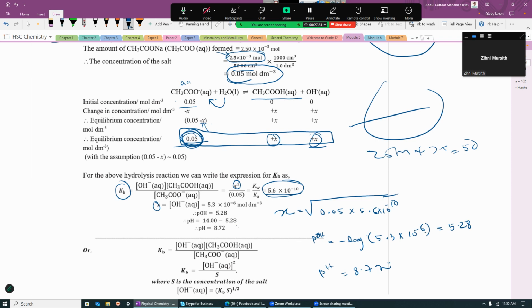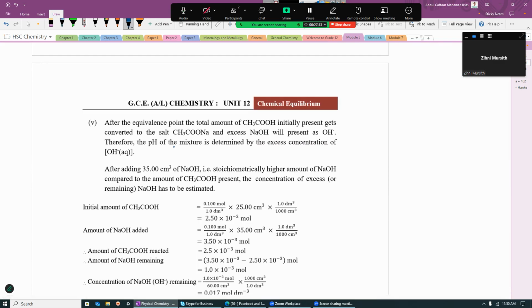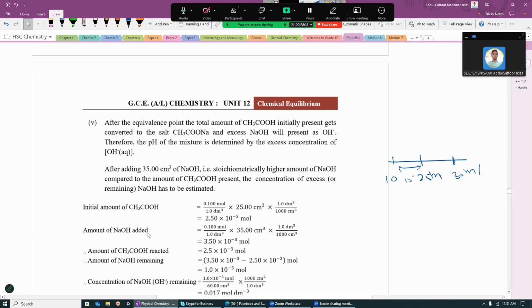So now at the equivalence point we have calculated the pH as this, right? We calculated at 0, at 10 milliliter, and at the equivalence point also we have calculated the pH. Now after that we are going to take another scenario. After 25 milliliter, which is the equivalence point, say 35 milliliter of NaOH is added. At every volume you can perform the calculation with the same steps, only the values will be different.